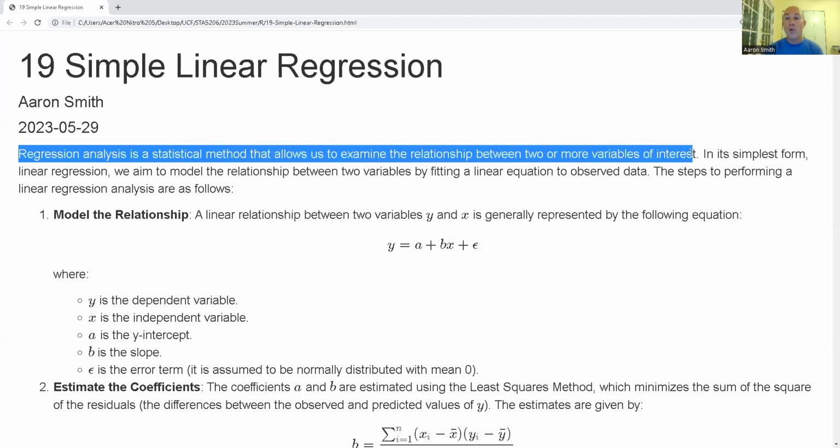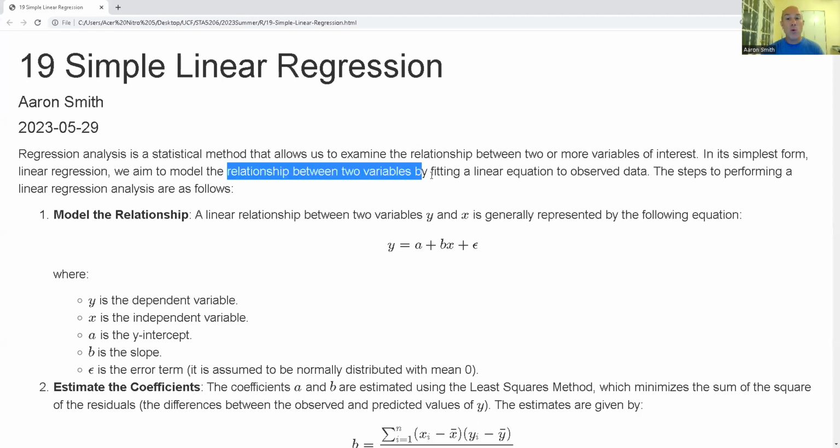All right, so regression analysis is a statistical method that allows us to examine the relationship between two or more variables of interest. For simple linear regression, we only have two, the independent variable and the dependent variable. In its simplest form, linear regression, we aim to model the relationship between two variables by fitting a linear equation to our data. The steps to performing a linear regression are as follows.